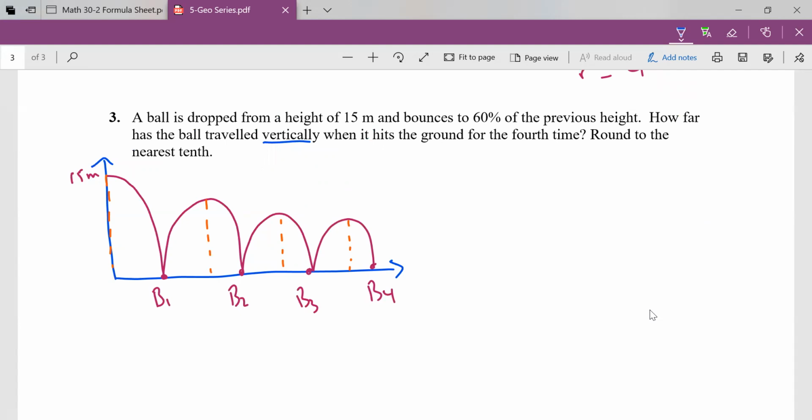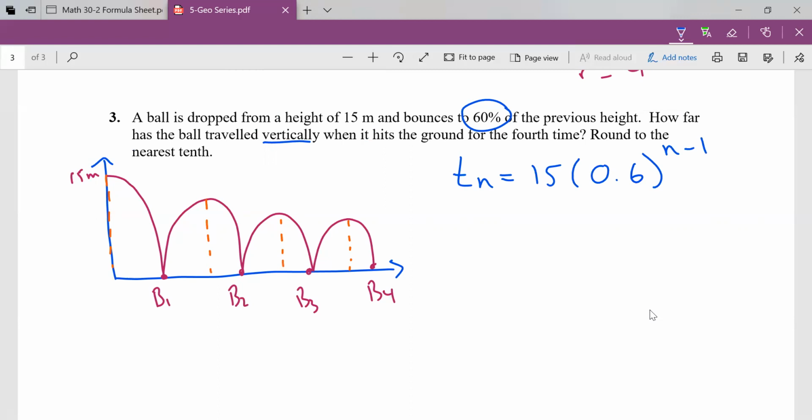Okay, so there's our visualization of how we're going to attack this question. Now, it's geometric because it's returning to 60% of its height each time. So we're really taking the previous height and multiplying by 60. So if I wanted to make a geometric sequence out of this, the initial term would be 15, and there's my ratio, n minus 1. Okay, but we want how far it's traveled. So we don't want the sequence. We want the series for this thing.